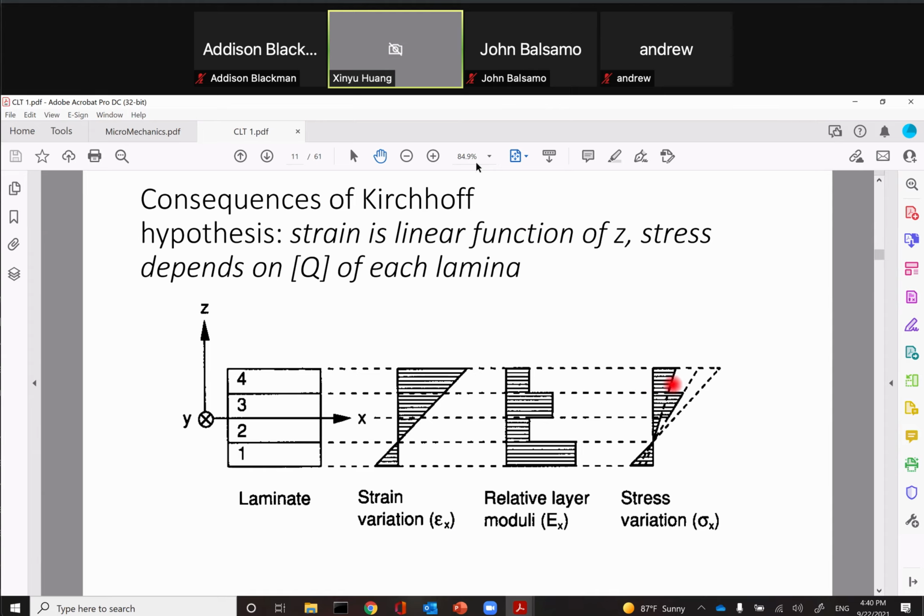And then you can imagine the stress will be like this, right? It is this factor multiplied by this. So this strain gets scaled by this modulus. So it could be like this, right? So the stress is discontinuous, or you call it piecewise continuous. There's a jump condition along the interface. The stress jumps from one layer to the other. Okay. The strain is continuous. Stress jumps.